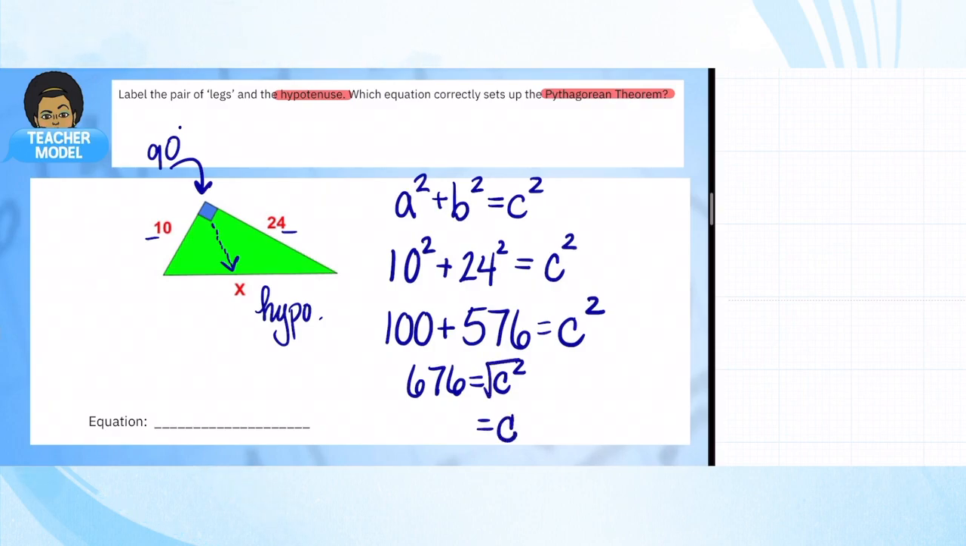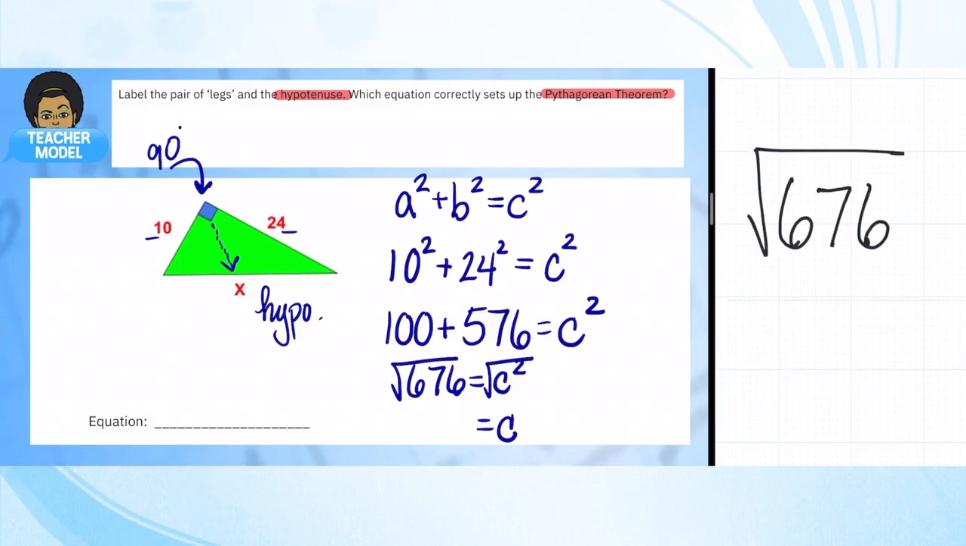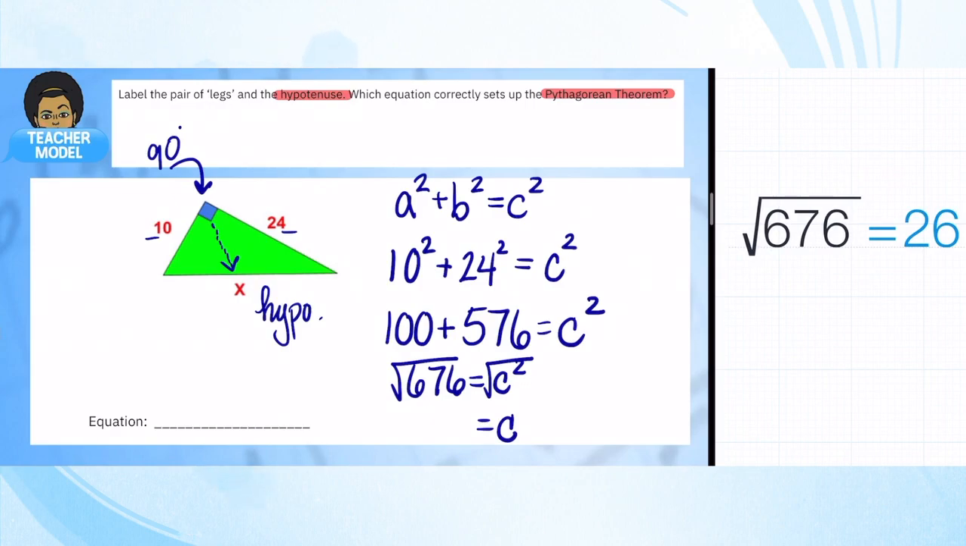That means I need to find the square root of both expressions. So again, I'm using my calculator to find the square root of 676, and I get 26. This means that my longest side is equal to 26.